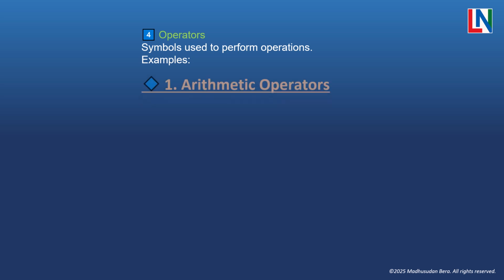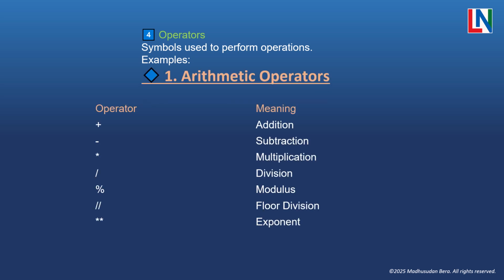Arithmetic operators. These are arithmetic operators: addition, subtraction, multiplication, division, modulus, floor division and exponent. Students, we have to remember here that the division operator gives the result in float, whereas floor division gives the integer part only. For example, if we divide 13/2, then we will get the result 6.5. If we use 13//2, then we will get only 6.